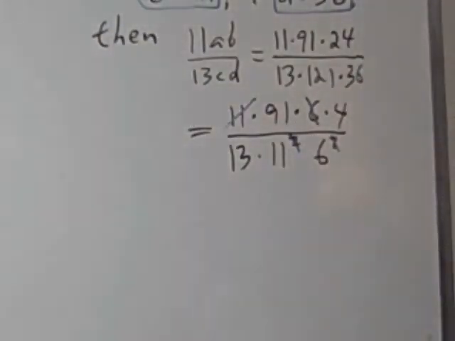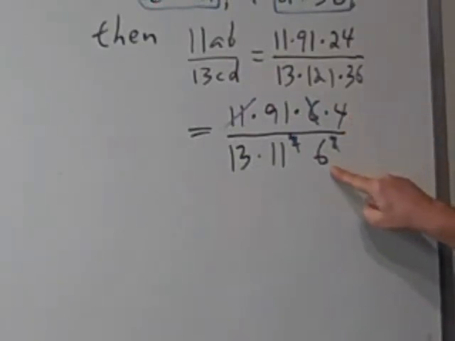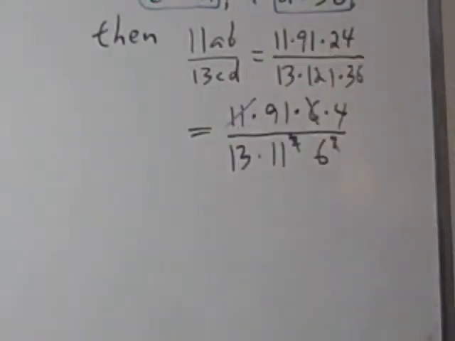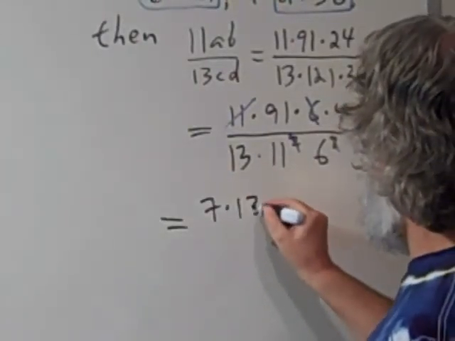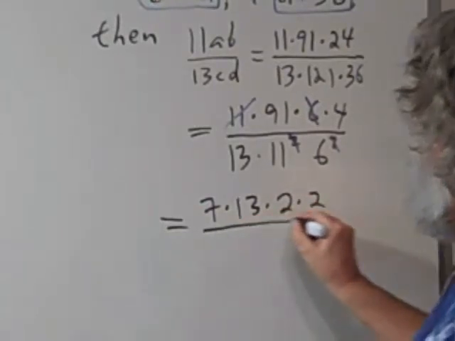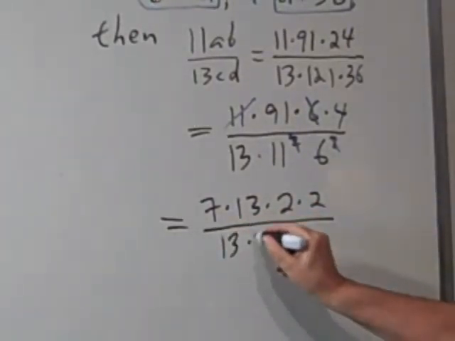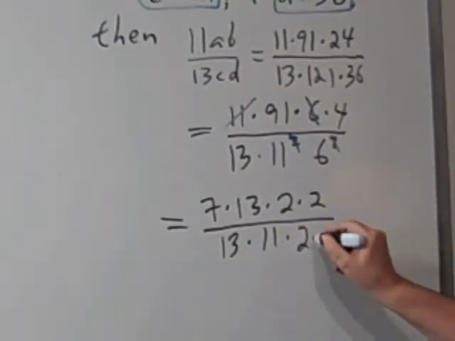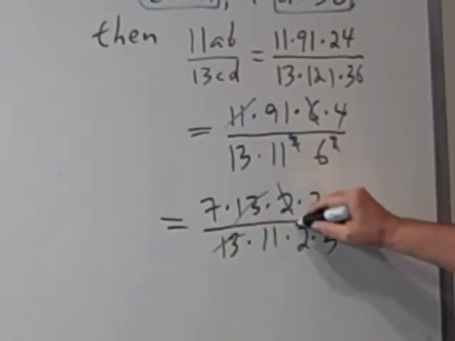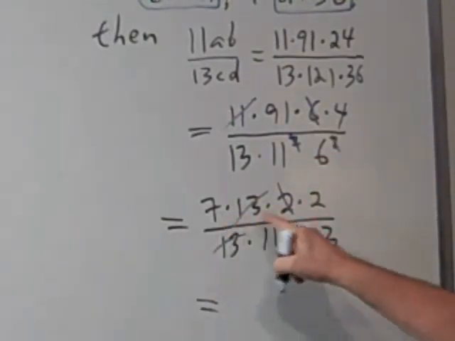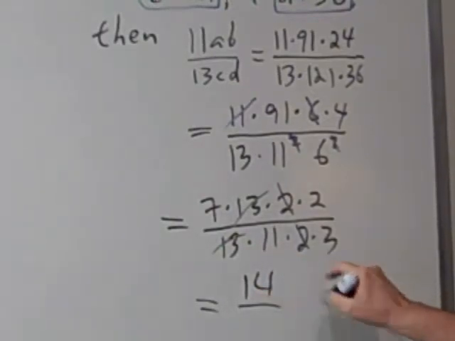So 4 is 2 times 2 and 6 is 2 times 3, and 91, believe it or not, is equal to 7 times 13. So 91 is 7 times 13 times 4, which is 2 times 2. And in the denominator we have 13 times 11 times 6, which is 2 times 3. And so we get some more cancellation. The 13s cancel, a pair of 2's cancel. And so what's left is 7 times 2 is 14 in the numerator, and 11 times 3 is 33 in the denominator.